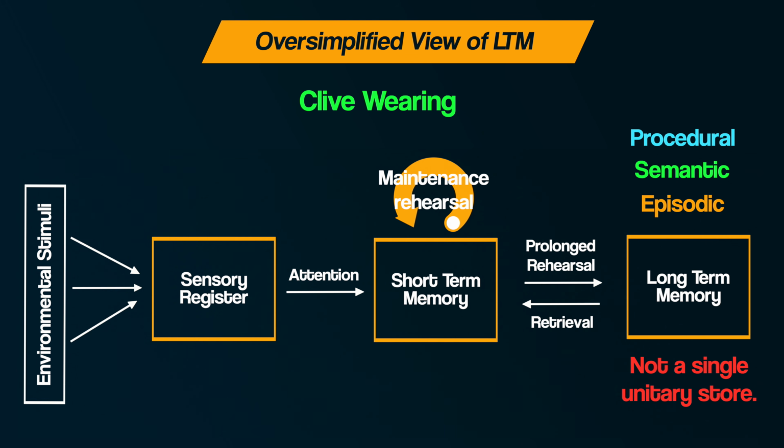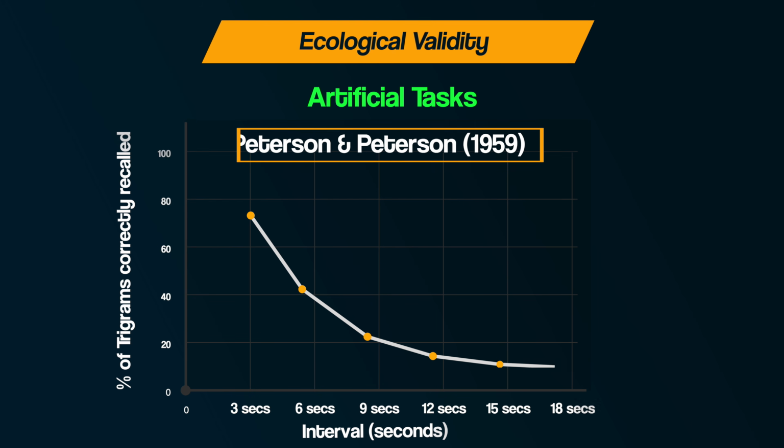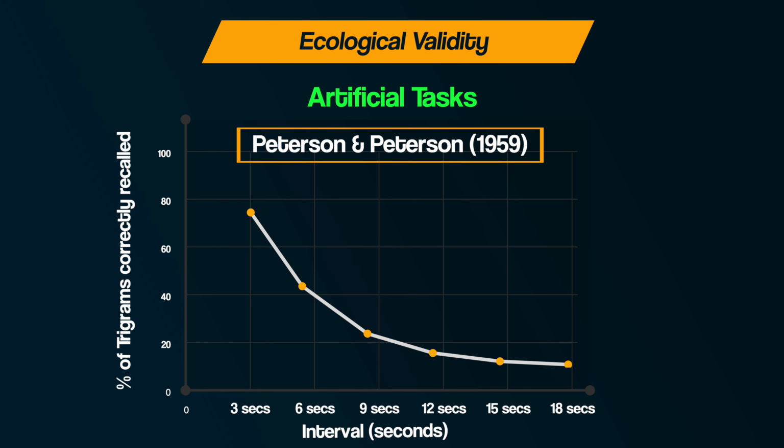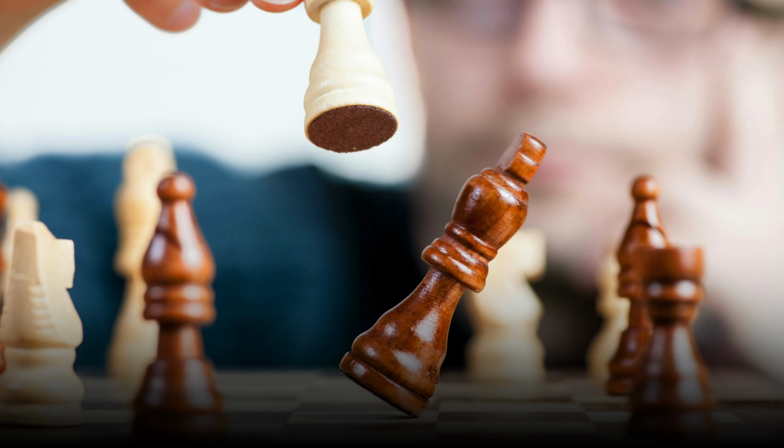The multi-store model can also be criticised because much of the supporting research, like Peterson and Peterson's study, uses artificial tasks, for example recalling meaningless trigrams in laboratory settings, which lack ecological validity. This means the findings may not accurately reflect how memory works in real-life situations.